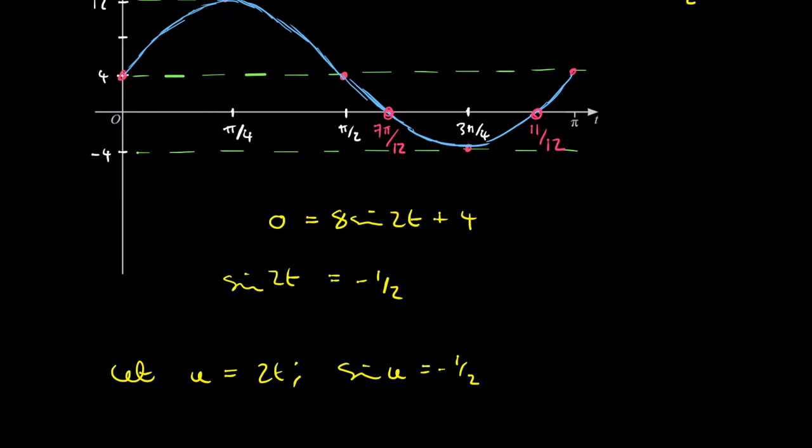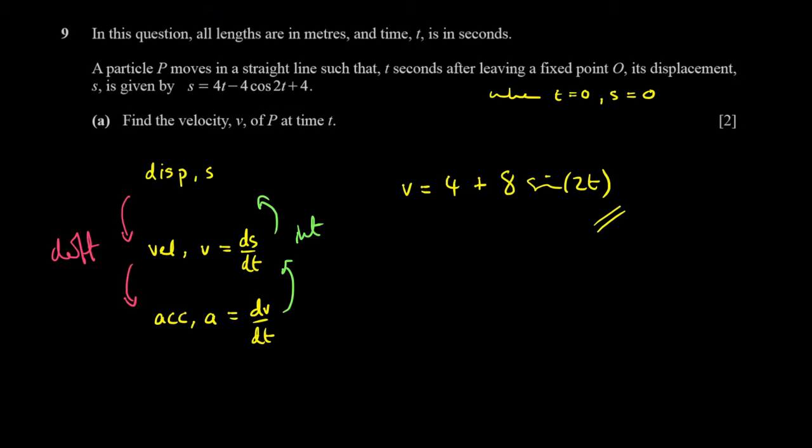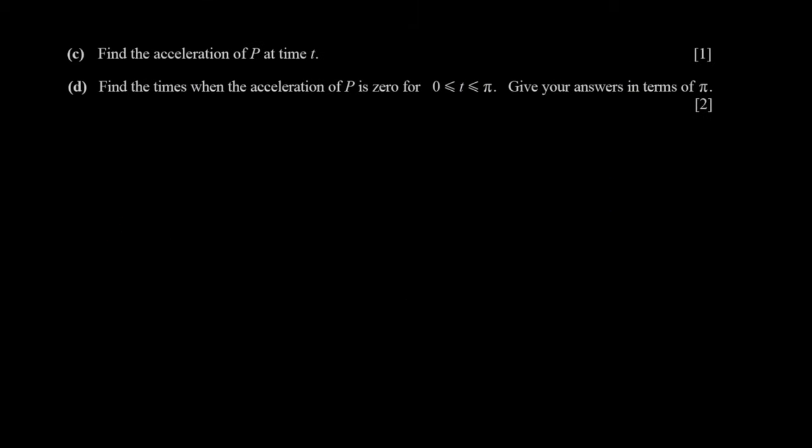Okay, then next part of this. I want to find the acceleration. Well, as I said in part 1, the acceleration is the derivative of the velocity. So if we've got velocity, to get the acceleration, we just differentiate again. If I differentiate 4, I get 0. If I differentiate sine, I get cos 2t. But remember, I've got to differentiate the 2t again, which gives me 2. And I multiply through, so I get 16 cos 2t. So that will be the acceleration.